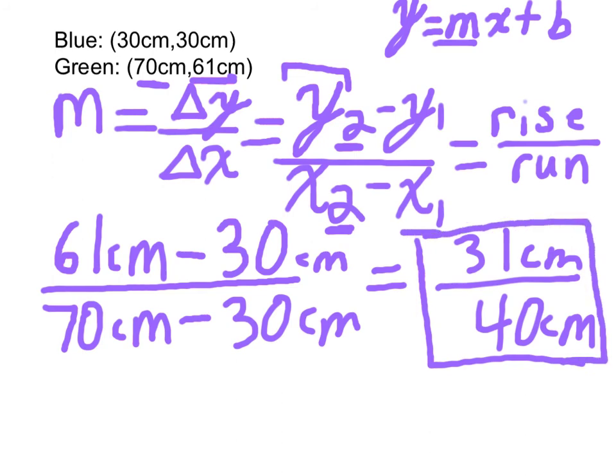Since we just talked about dimensional analysis though, there is one thing I could do. Since these are both centimeters, those units will cancel. And so I will have a dimensionless slope, no units, of 31 over 40. Alright, that's how you calculate slope.